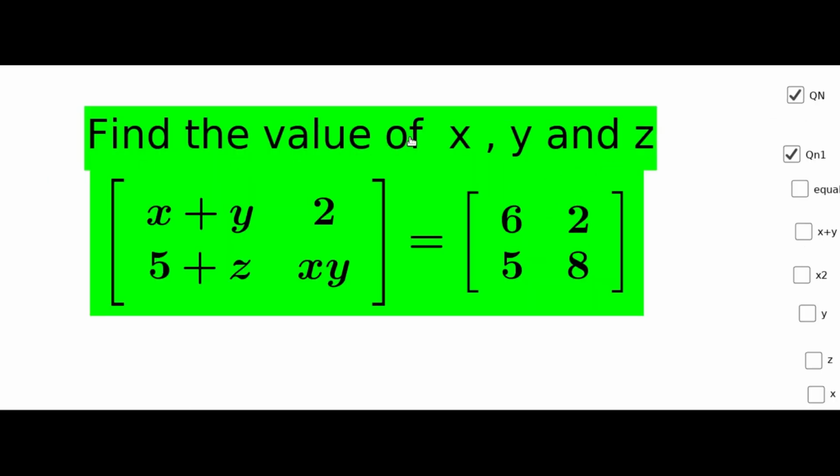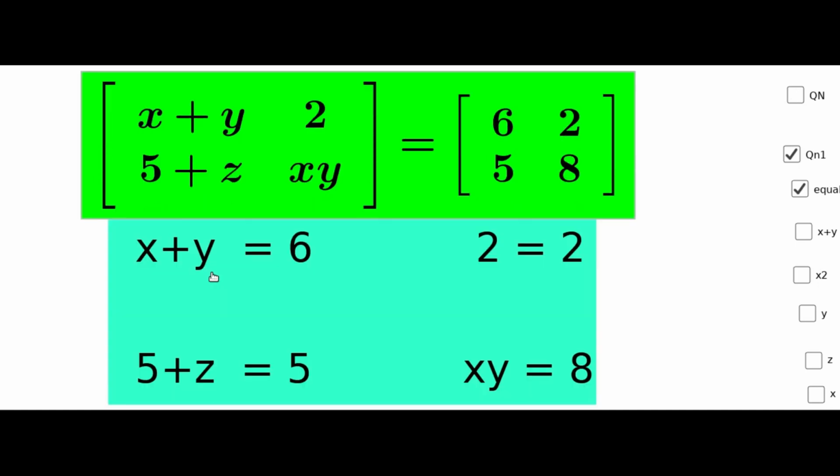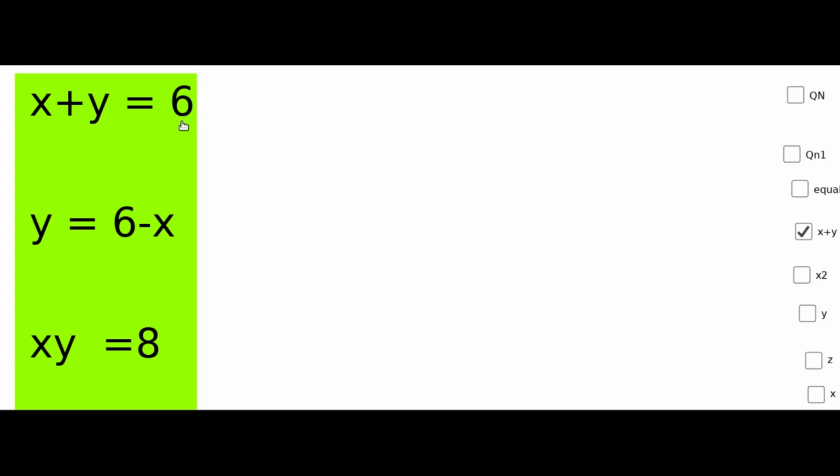Consider another question. Find the values of x, y and z if matrix x plus y, 2, 5 plus z, xy equal to matrix 6, 2, 5, 8. Here also we are using the property equality of matrices. Using the equality, x plus y equal to 6, 2 equal to 2, 5 plus z equal to 5, xy equal to 8. Since x plus y equal to 6, we can write y equal to 6 minus x.